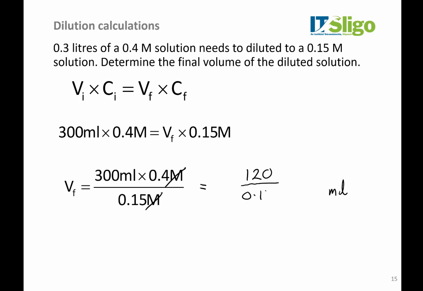Over 0.15. Now guys, 15 goes in here once. 15 will go into 128 times, so I've got 8 over 0.1, multiply top and bottom by 10. So my answer then is 80 mL. So what's the final volume? Sorry, that's wrong. We'll just pause there.